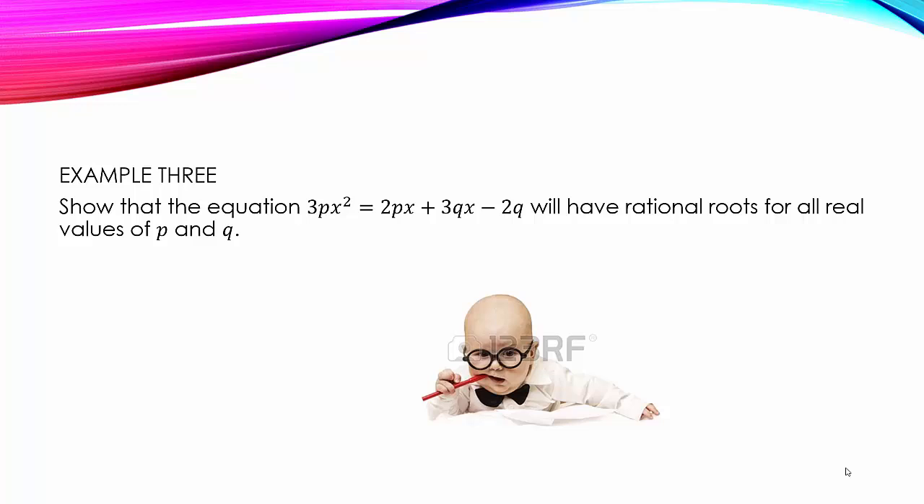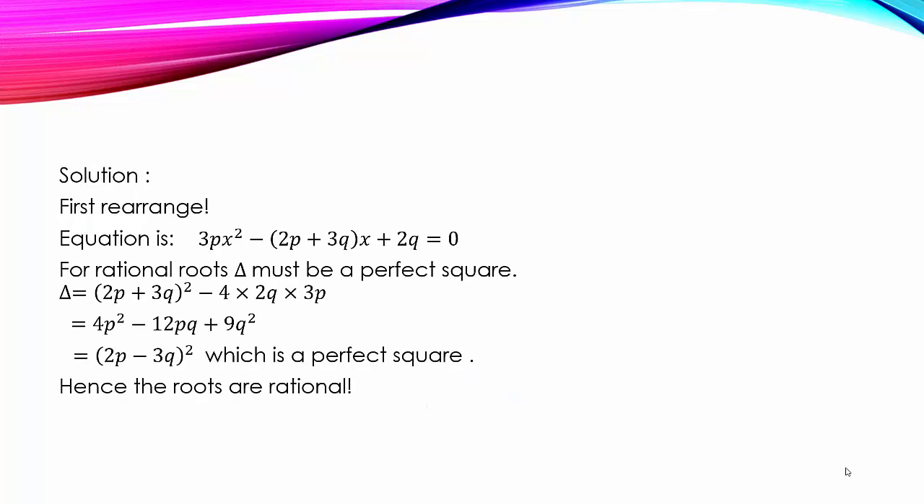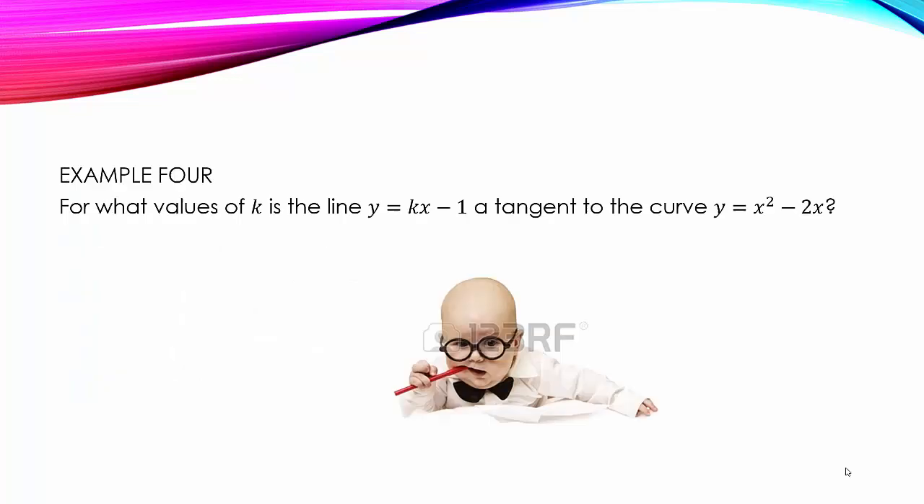Shall we have a look at the answer? Got to put it in the form ax squared plus bx plus c equals 0. Got to write some theory. For rational roots, delta must be a perfect square. Find your delta. Oh my God, it is a perfect square. Hence the roots have to be rational. I hope all of you got that right. Here is our fourth example.